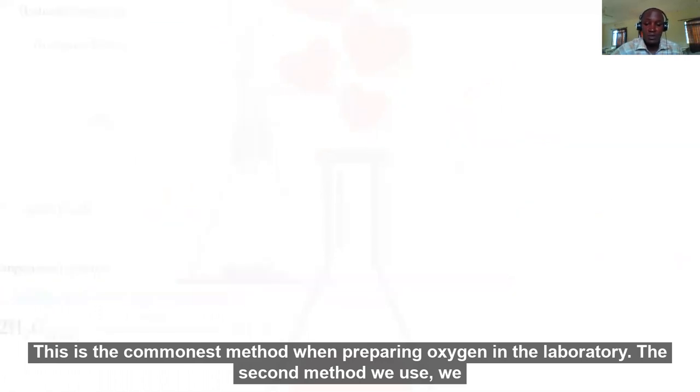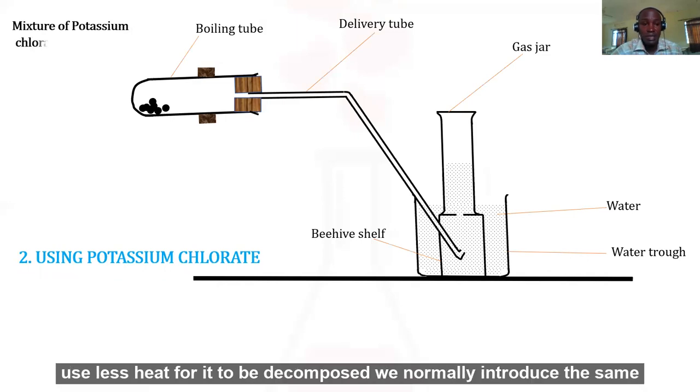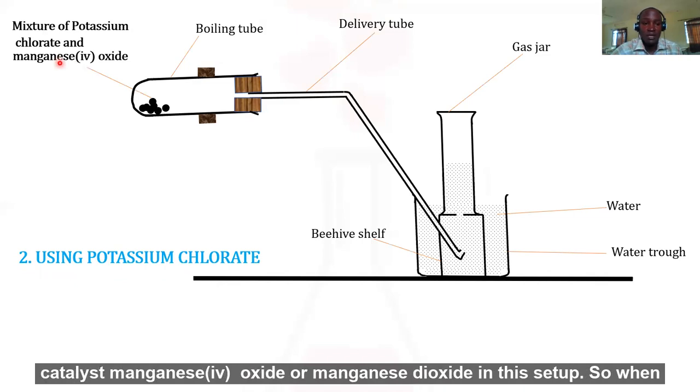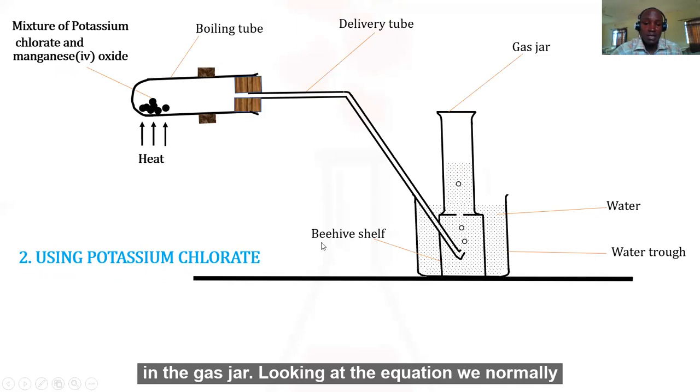The second method we use, we can also use a decomposition of potassium chlorate. So this one, unfortunately, requires heating. However, for us to use less heat for it to be decomposed, we normally introduce the same catalyst, manganese 4 oxide or manganese dioxide, in this setup. So when we heat the mixture of potassium chlorate and manganese 4 oxide, we shall see that bubbles of a colorless gas will also be seen and collected in the gas jar.